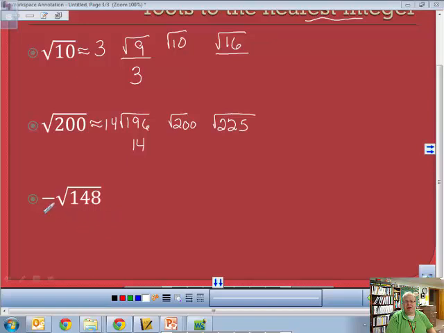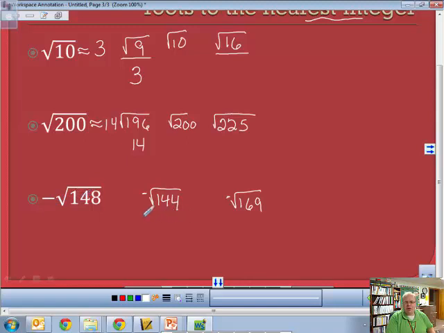So I have a negative square root. I want to know what the negative square root of 148 is approximately equal to. Well, the first thing I have to do is determine the two square roots it is between. It's between the square root of 144 and 169. Negative, because we're talking about a negative number here. I know that because I have a negative sign in front of the radical. This is called a radical.